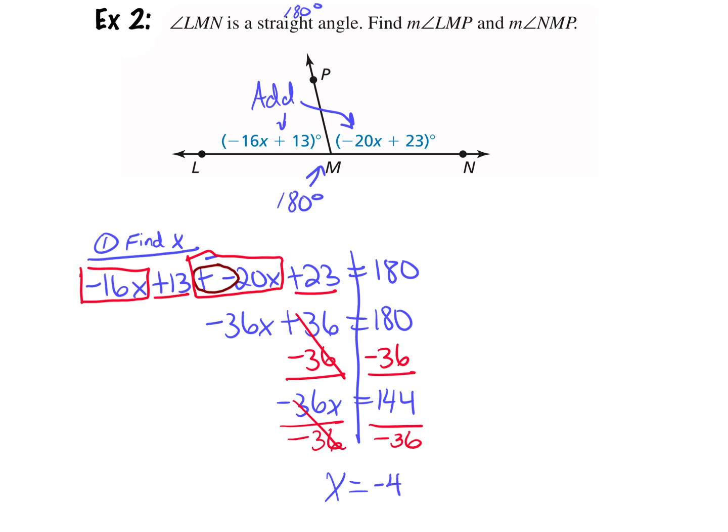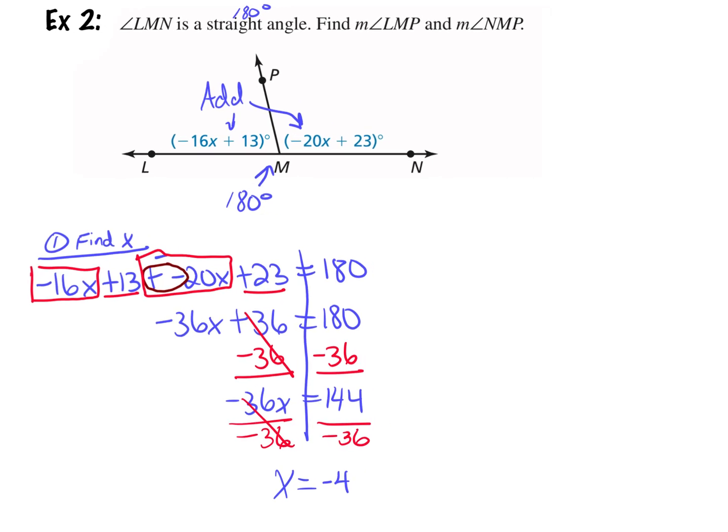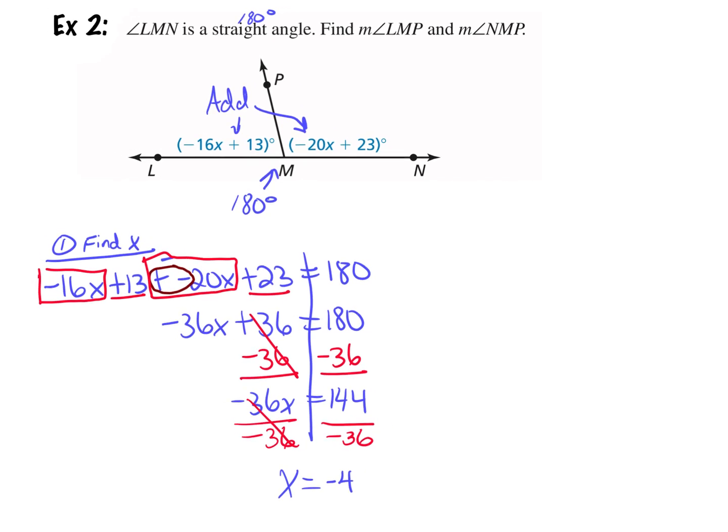If you did 36 divided by 144, that probably got you negative 0.25. Yeah, you're right. Yep. All right, so there's my first step. Then what's the second step once we do this? Plug it in. Plug in x.